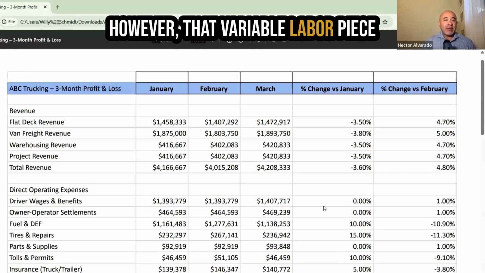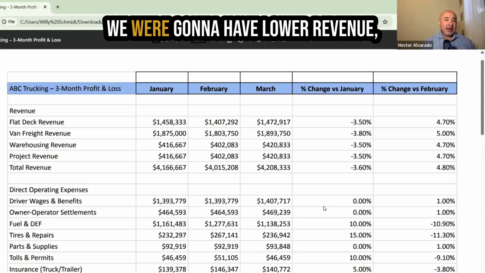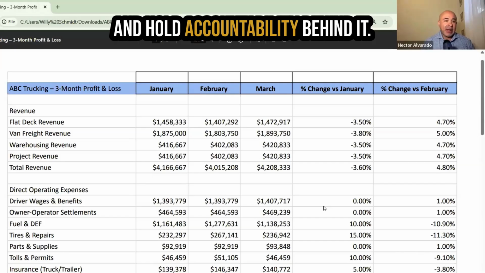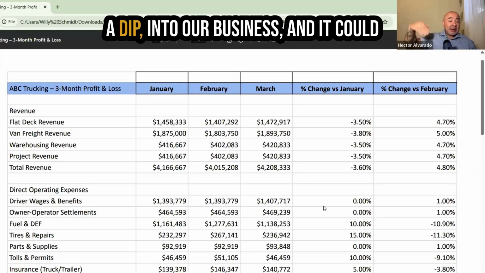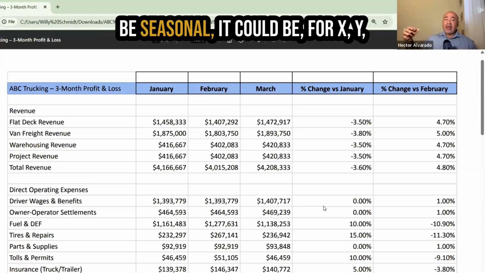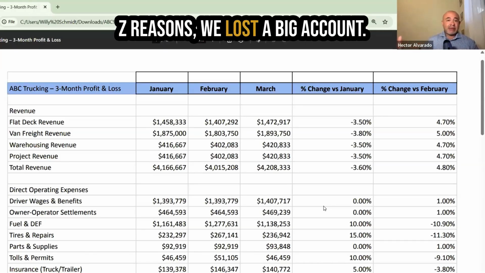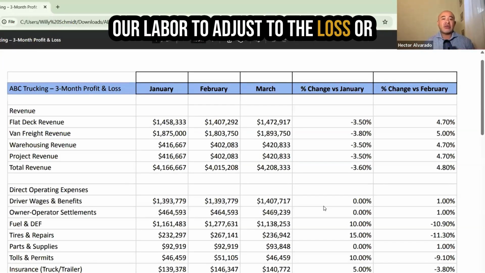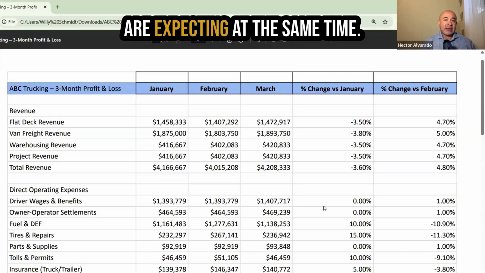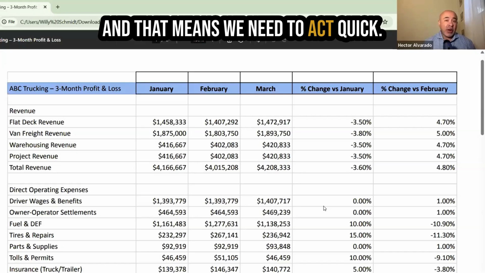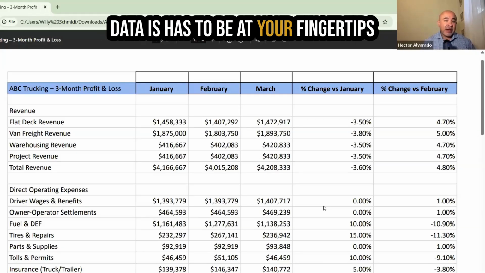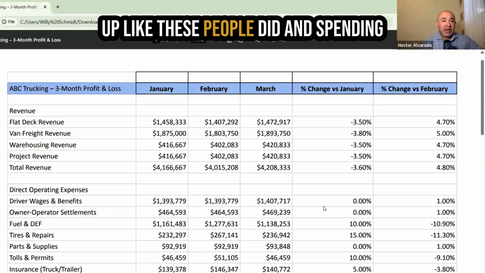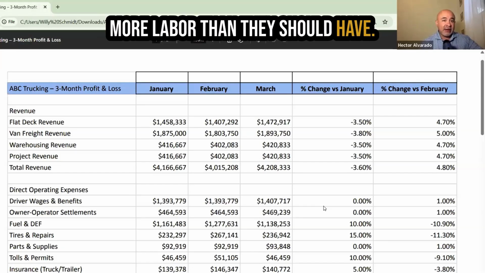However, that variable labor piece and not managing it when we knew we were going to have lower revenue is where I would question our team and hold accountability. If we know that we're going to go into a dip in our business, and it could be seasonal, it could be for XYZ reasons, we lost a big account, then we need to pivot and squeeze our labor to adjust to the loss or to the shrink in volume that we're expecting. And that means we need to act quick. Data has to be at your fingertips, because if it's not, you're not going to react fast enough, and you're going to end up like these people did, spending more labor than they should have.